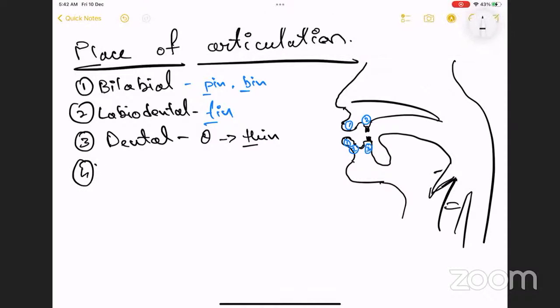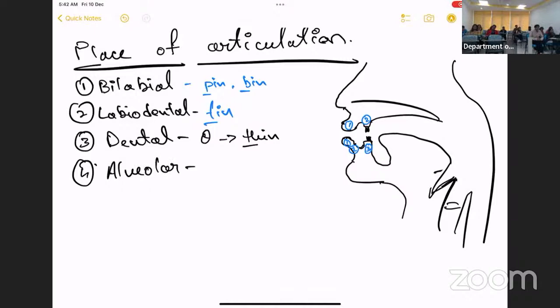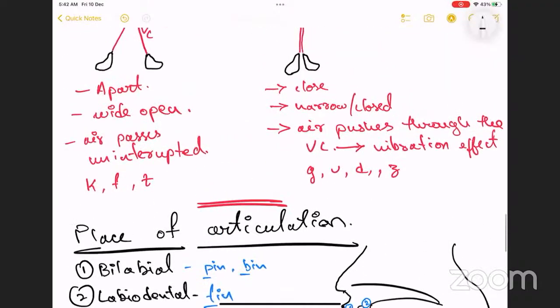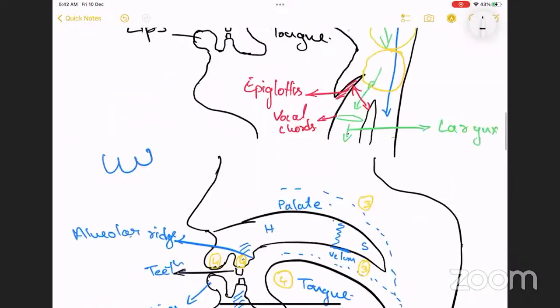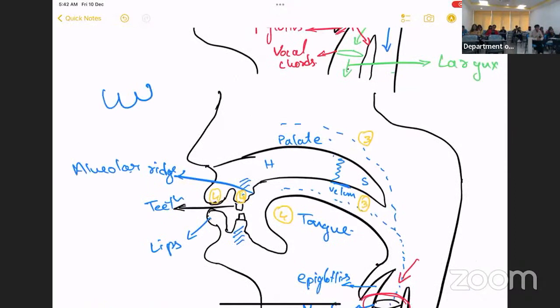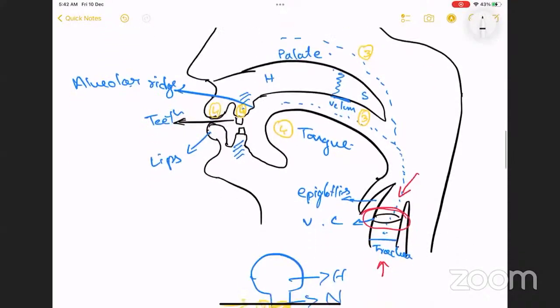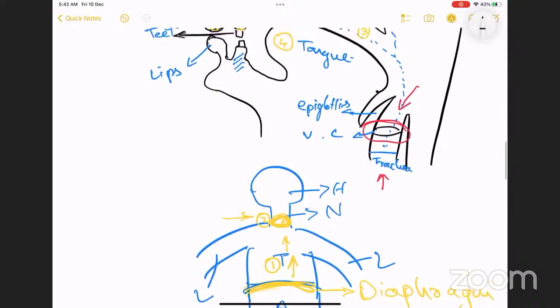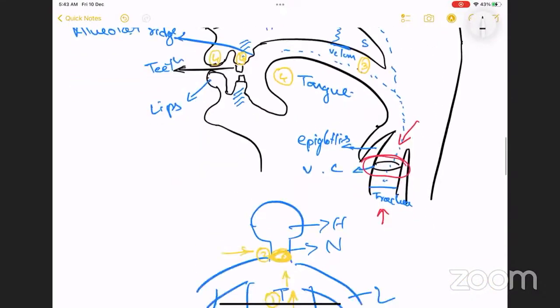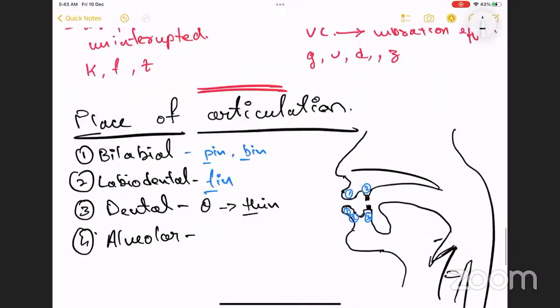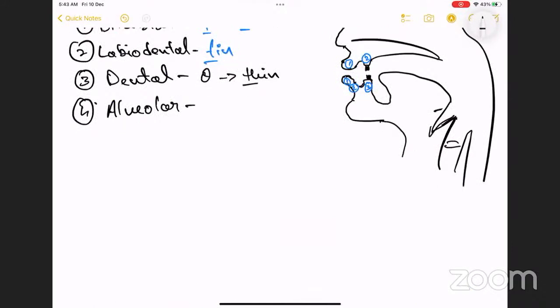We have the alveolar. We come across this term again. You remember the alveolar ridge I pointed out to you earlier? Yeah, it is just above the teeth. It is part of the palate, but very close to the teeth. It's not really completely a part of the palate. It's between the palate and the teeth. That is the alveolar ridge. So you have the alveolar over there, and this is a little behind the teeth.